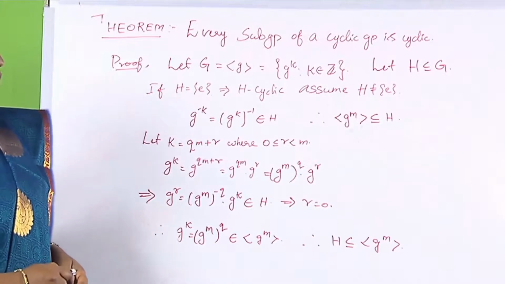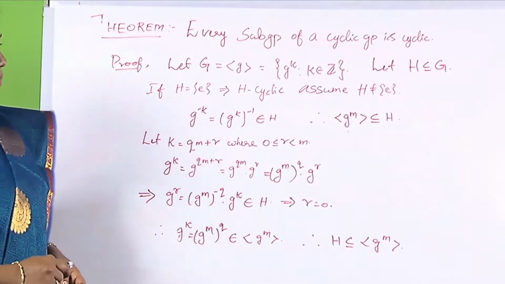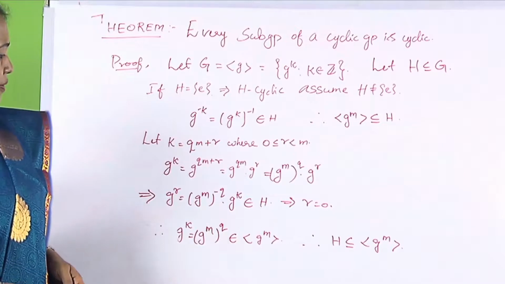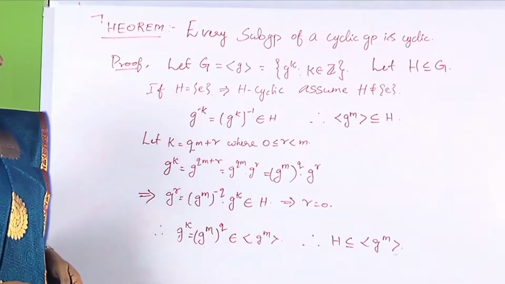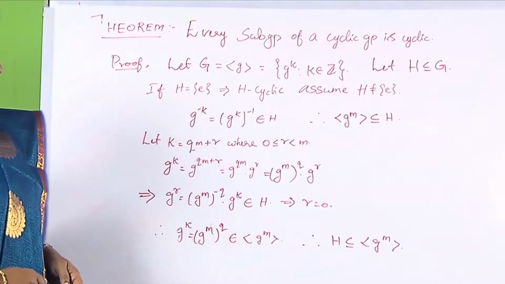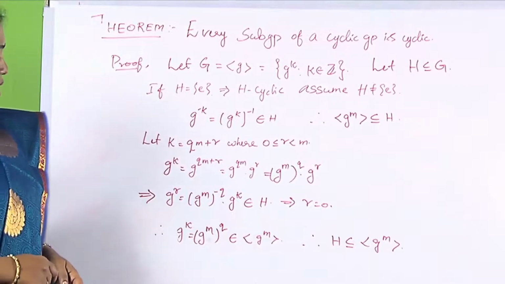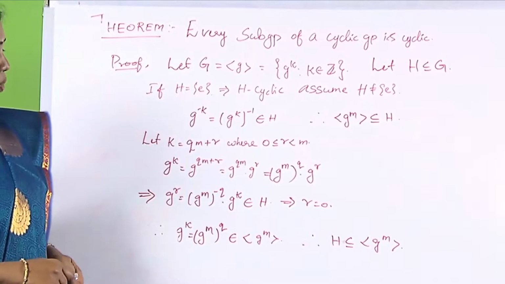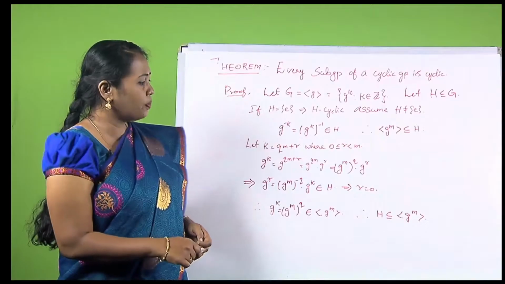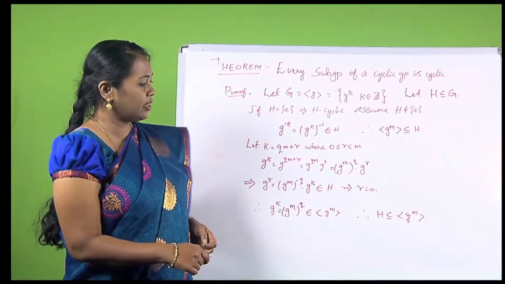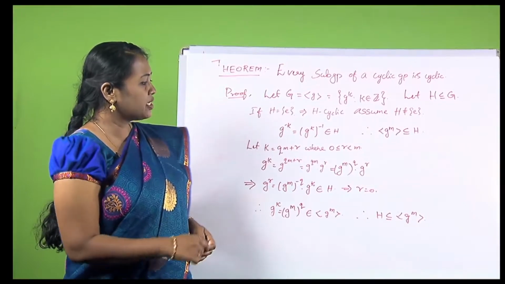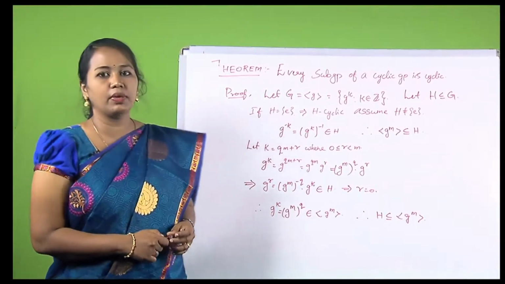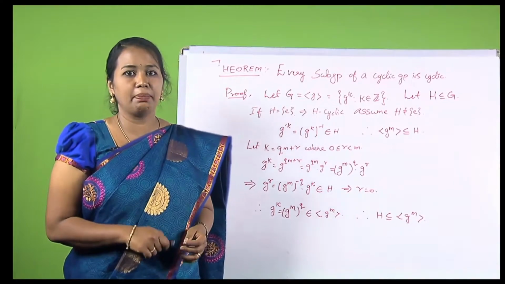So, already we have proved that the group generated by g^m is a subset of H. Now, we have taken an element from H and we have proved that it is of the form (g^m) the whole times something. Therefore, it definitely belongs to the group generated by g^m, and now we have shown that H is a subgroup of the group generated by g^m. From these two statements, we can show that H is equal to the group generated by g^m.